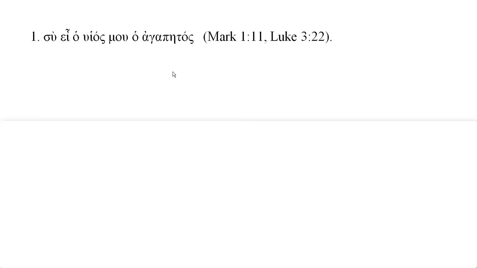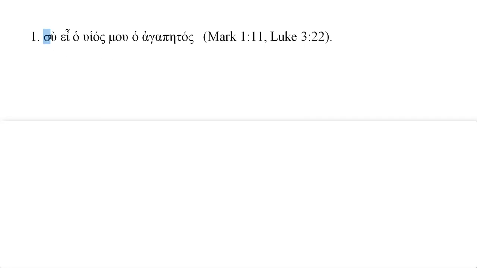Let's look at our first one. This comes from Mark 1:11 and Luke 3:22, and it's God talking. It reads, Su ei ho huios mou ho agapetos.